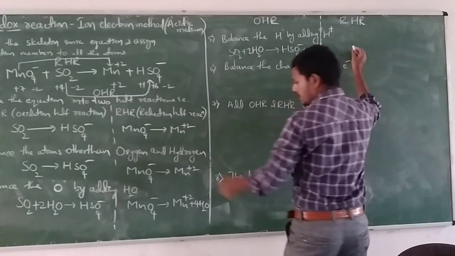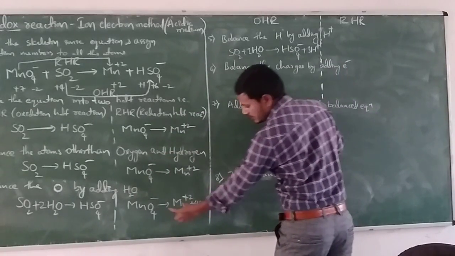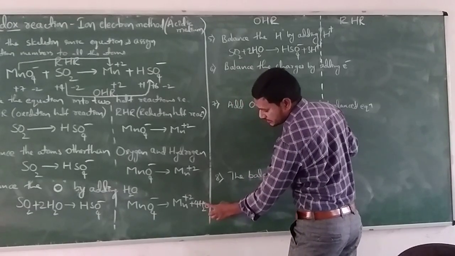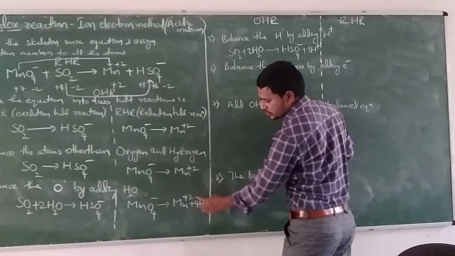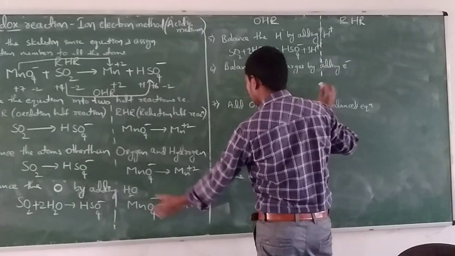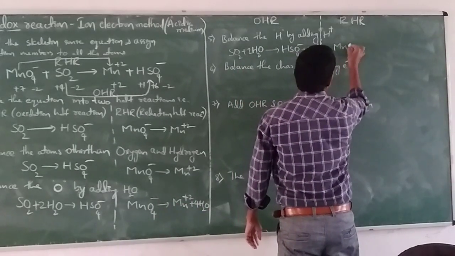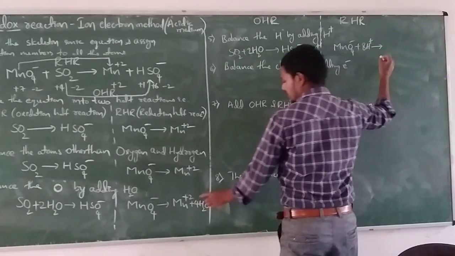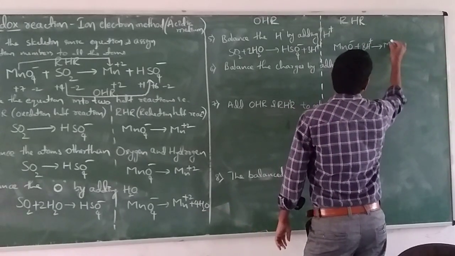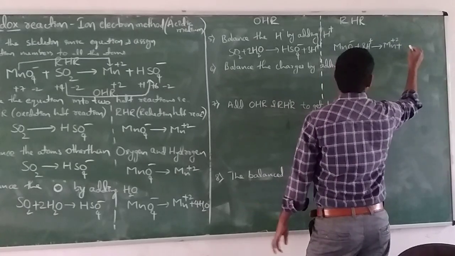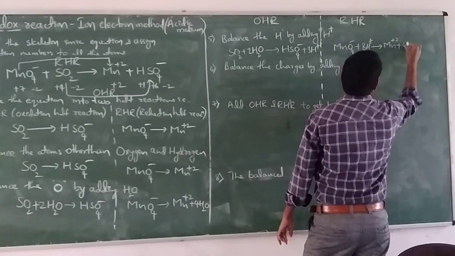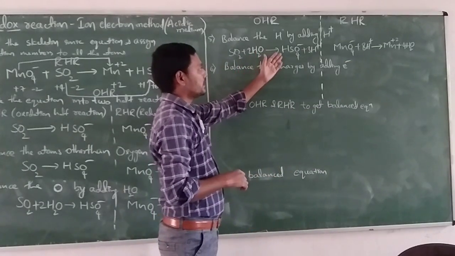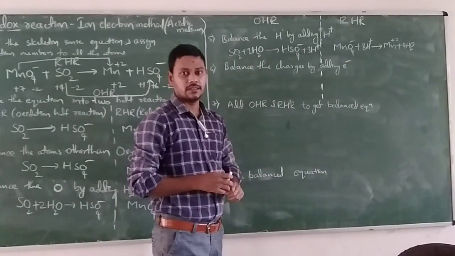In the same way, manganese. Here, how many hydrogens left side? No hydrogens. Here, how many hydrogens? 4 times 2 is 8. So 8 hydrogens right side. So I am adding 8 H plus left side. MnO4 minus plus 8 H plus gives rise to Mn plus 2 plus 4 water molecules. This is the fifth step. Balance the hydrogen atoms by adding the H plus in acidic medium.